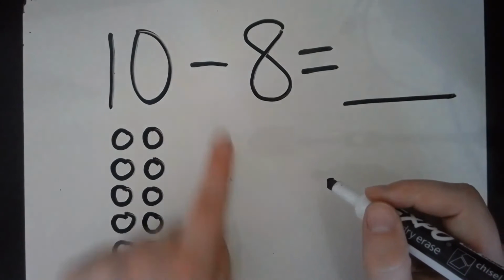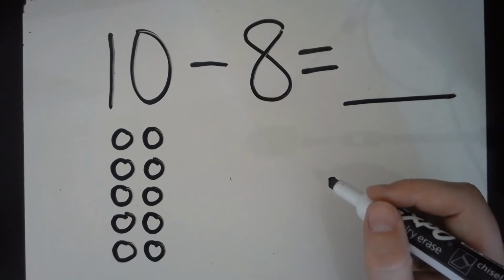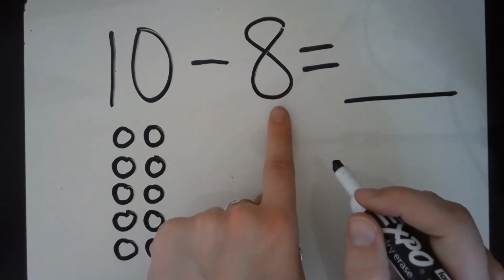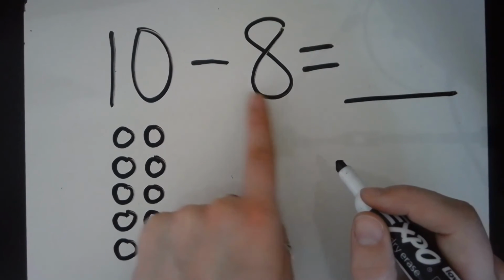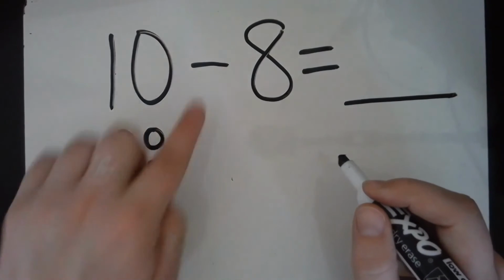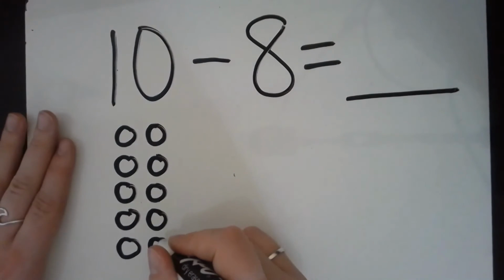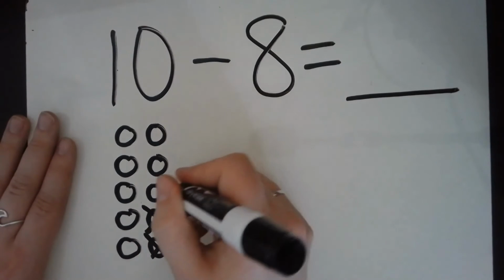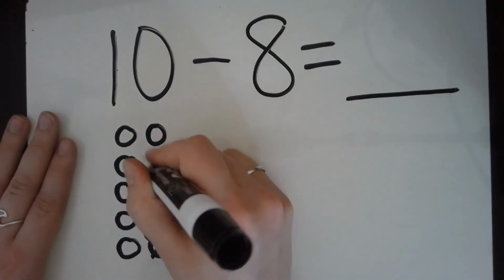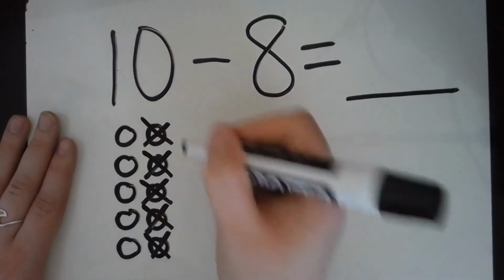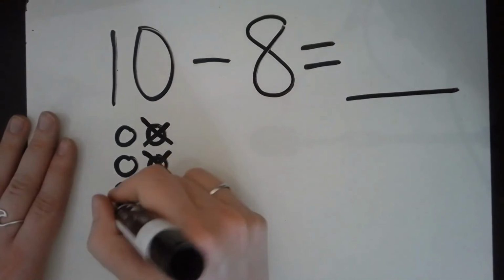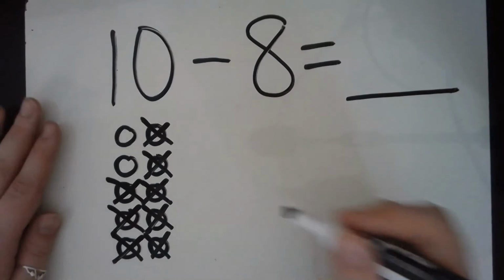10, take away or minus. How many are we taking away? 8. Our part, we're taking away 8. 8 is our buddy number to our minus sign, so we're going to take away 8. Ready? Here we go. 1, 2, 3, 4, 5, 6, 7, 8.